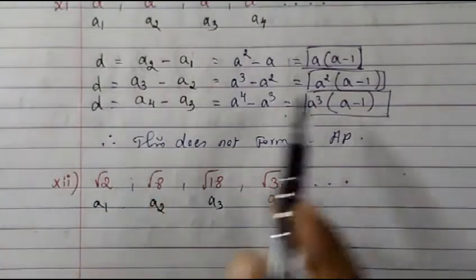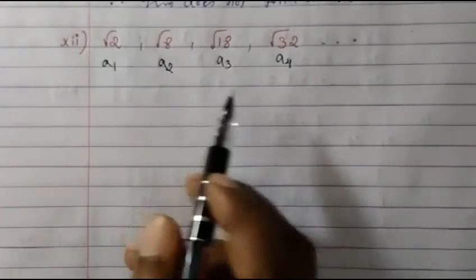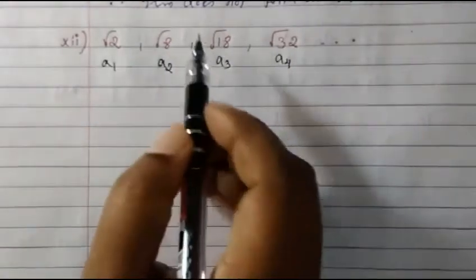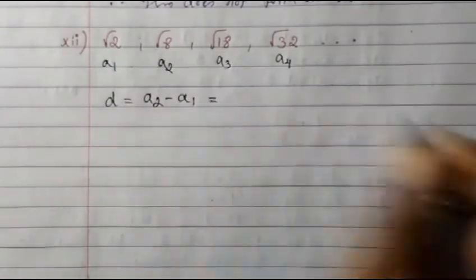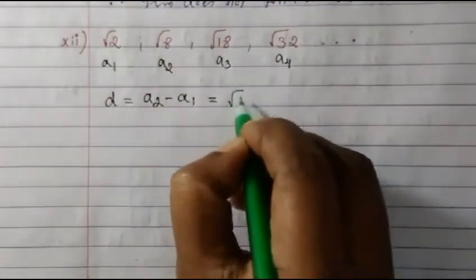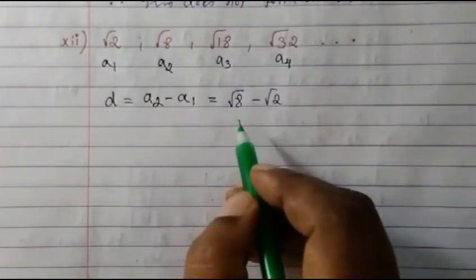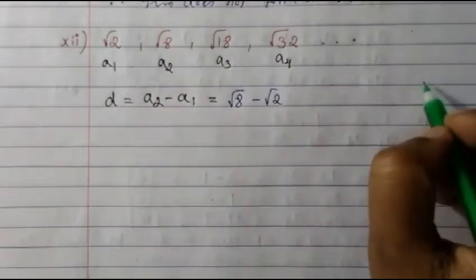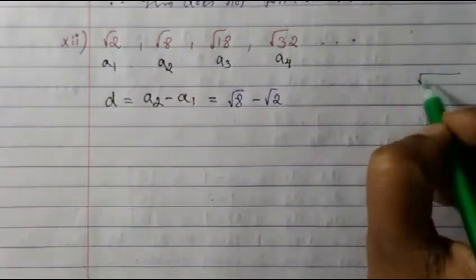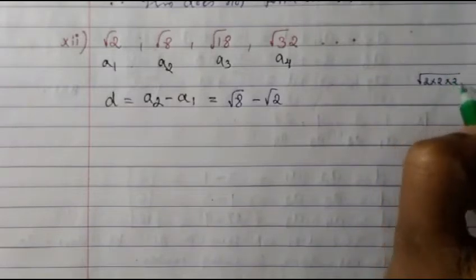So let's find out whether this is an AP or not. Same way, first we have to find the d value. So let's do it quickly, because we want to know whether it is an AP or not. So d equals A2 minus A1. So A2 is root 8 minus A1, which is root 2. Now this root 8 can be written like this. Root 8 can be written as 2 into 2 into 2. 2 2s are 4, 4 2s are 8, right?